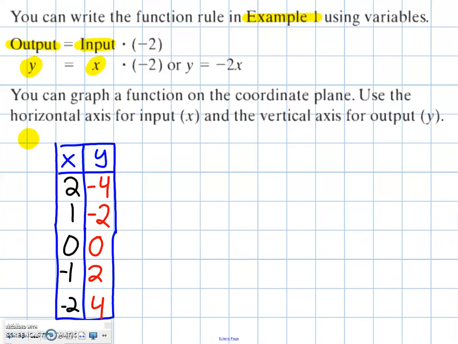Now, what you need to realize is that every one of these horizontal rows ends up being an ordered pair that can be graphed. Point 2, negative 4, 1, negative 2, 0, 0, negative 1, 2, negative 2, 4. Those are 5 ordered pairs right there that we can put on a graph. I'll show you that in a second.